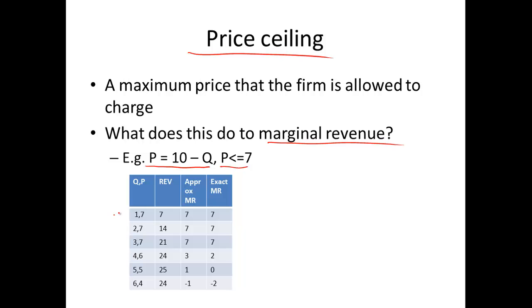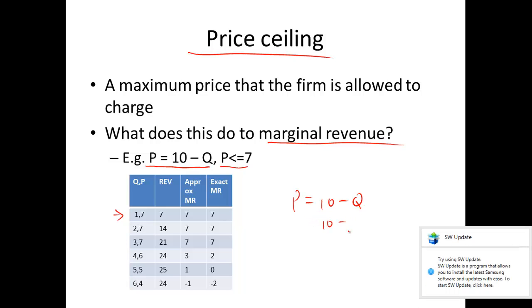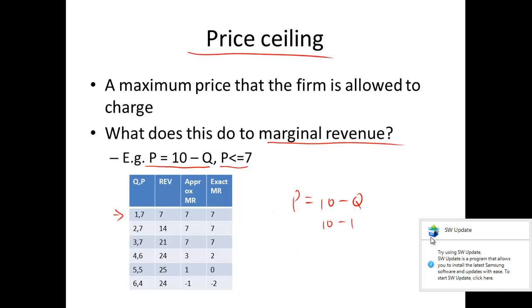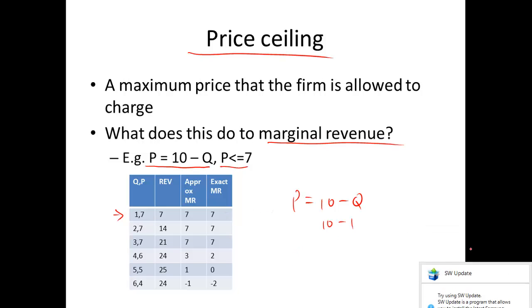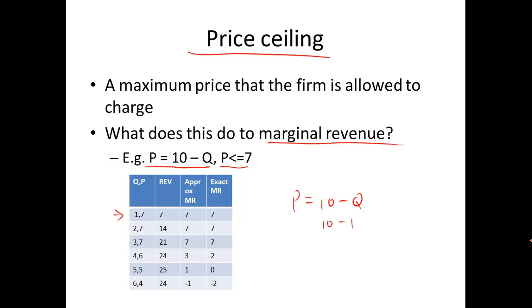So let's start with a quantity of 1. Now if there were no constraint, then because P equals 10 minus Q, the quantity of 1 would give a price of 9. But remember, 9 is bigger than 7, so 9's not allowed. Instead, we'd like to charge 9, but we charge 7. So selling a quantity of 1, we have a price of 7 and a revenue of 7, because 1 times 7 is 7.